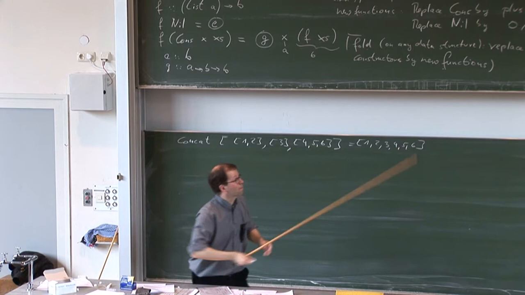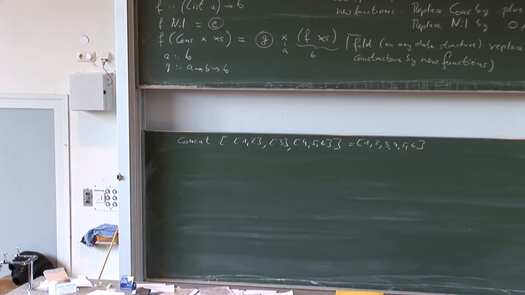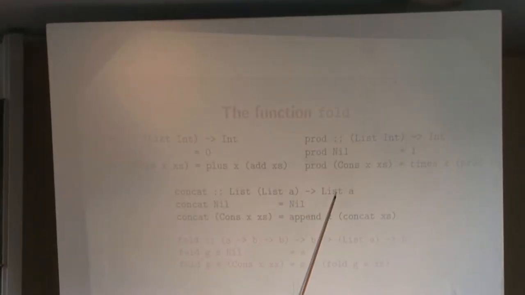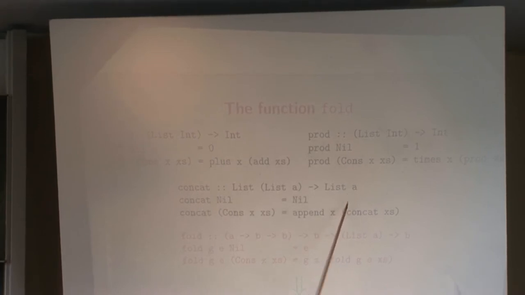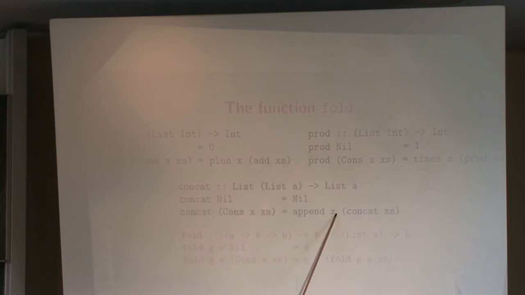So on our own list, it would look like this. It takes a list where the elements are again lists, and it gives you a list back where the elements are just of type A. So what would it do? If you give it the empty list, it gives you the empty list. Otherwise, so if this is the first list in this list of lists, this X, and these are the remaining ones, it would append, so concatenate, this first list to the result of applying concat to the rest of the list. So append simply takes 2 lists and adds them after each other.